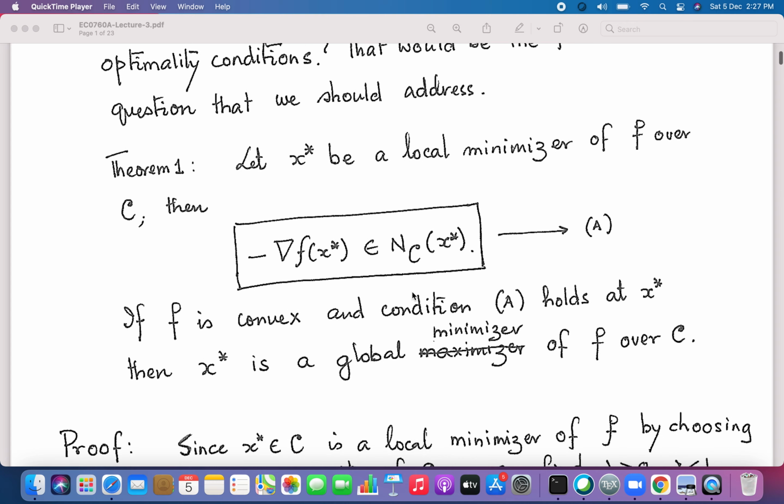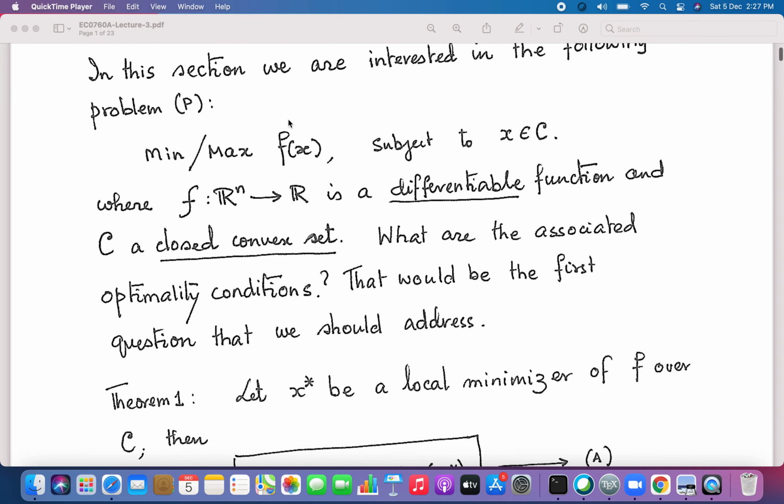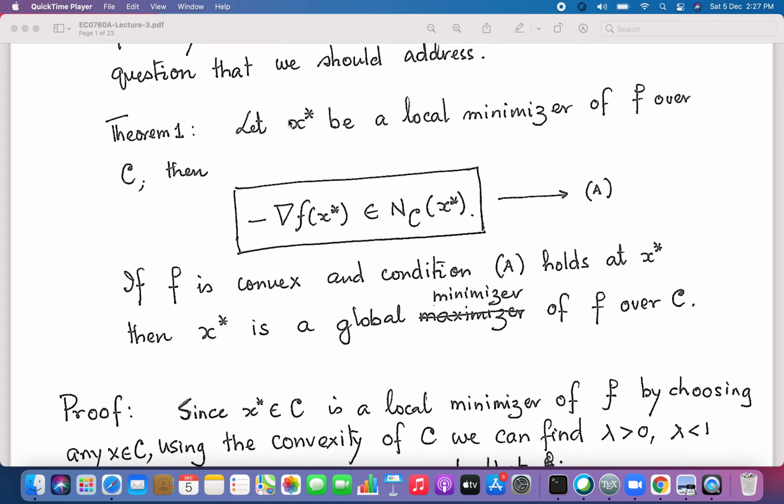So here is our first theorem, which says that if you have a local minimizer x star for the function f over this set C, then necessarily the negative of the gradient of f must be a normal vector to C at x star. If f is convex and condition A holds, then x star is a global minimizer of f over C.